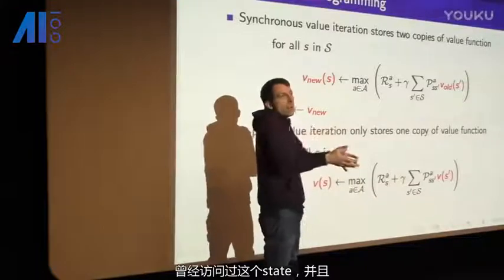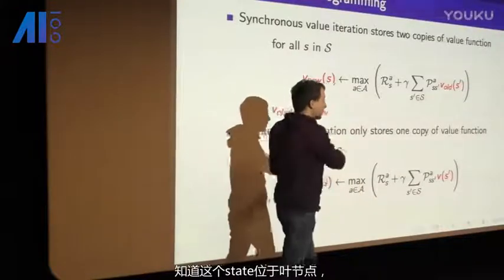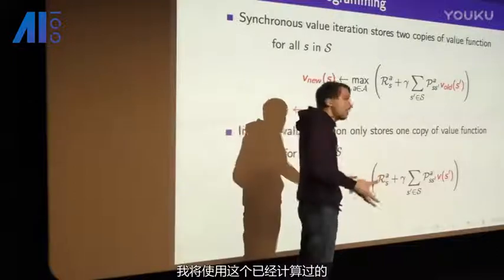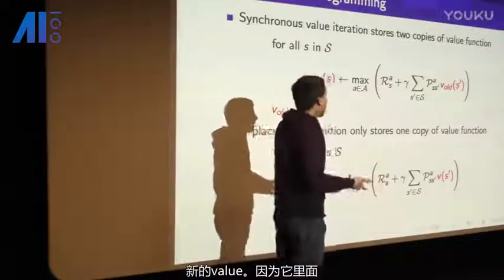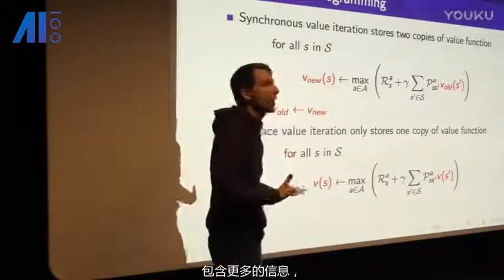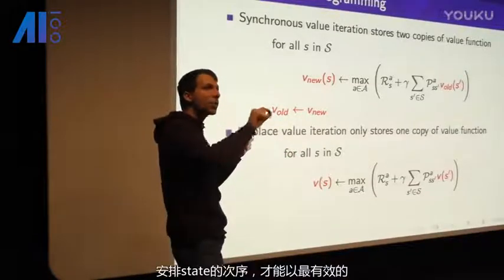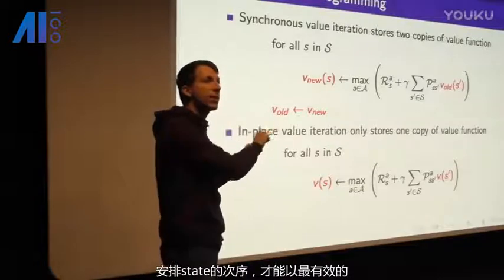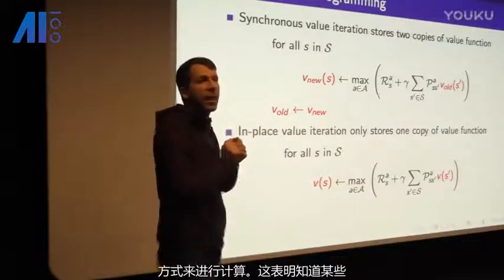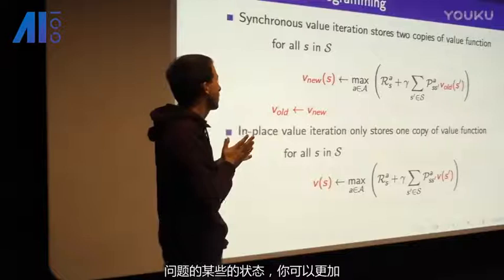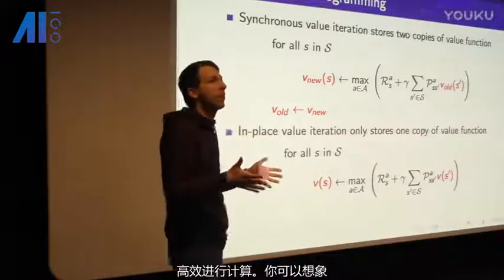So if I visited a state before, and now I see that state is a leaf, I'm going to use the new value that I've already computed. And because this has more new information in, it tends to be more efficient. The only question now is, how do you order states so as to compute things in the most efficient way? And it turns out, in some problems, you can be much, much more efficient.